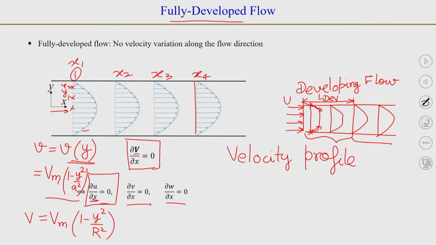Okay. So, you can see from here that if you take two corresponding points at any locations, say x2 and x3, then if you write (u2 − u3)/(x2 − x3) as an approximation of ∂u/∂x, then you can see that because u2 and u3 are equal, this will become 0. Okay. So, that is the definition of fully developed flow.